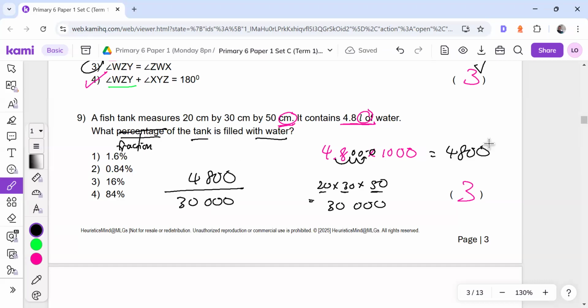Then how to make the denominator into 100? Very simple. Cancel 2 zeros. Right? And then can you now change the denominator to 100? Yes, I can, because I got 300 divide by 3, I get 100, and 48 I divide by 3, I get 16. So what percentage? 16%. Do you understand? Shortcut. Okay, shortcut lah.